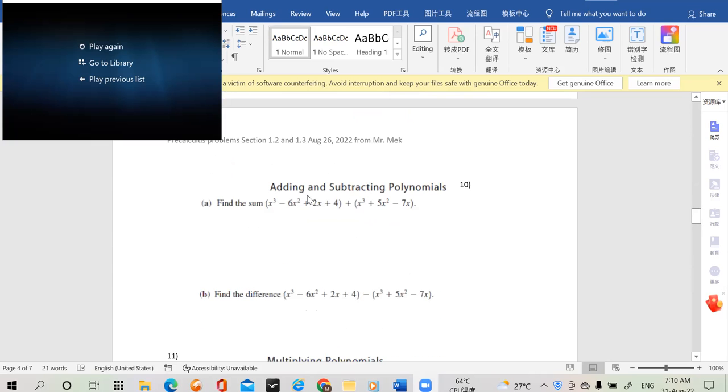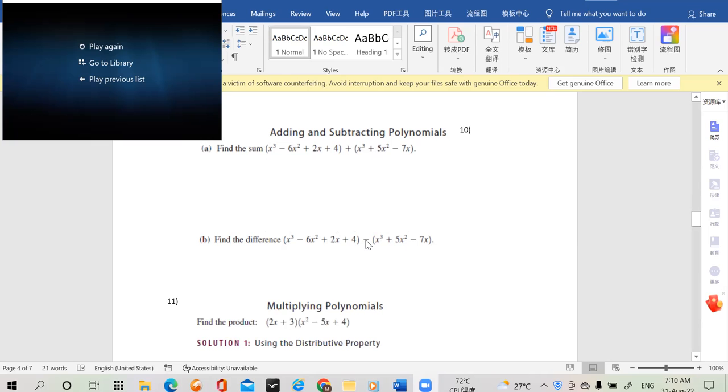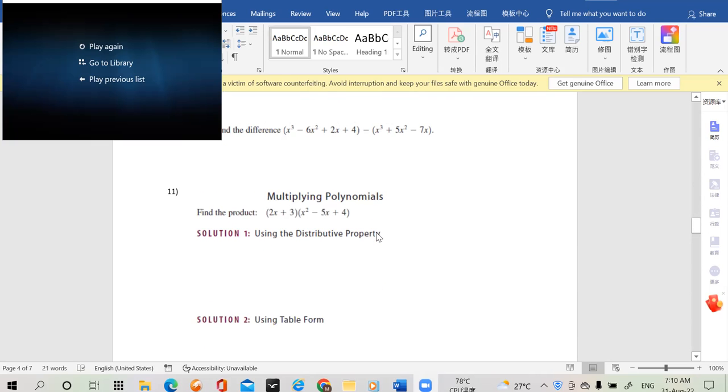Okay, now for these, add and subtract the polynomials, put the like terms together. All the like terms should come together, right? So finish that up here. Add all the x cubes together, all the x squares together, all the x's together, and any numbers by themselves should be added together as well.